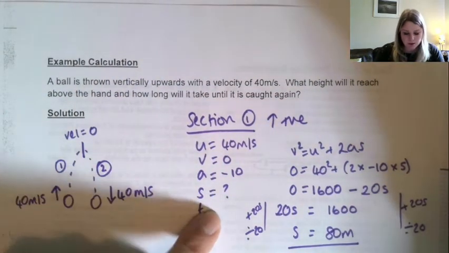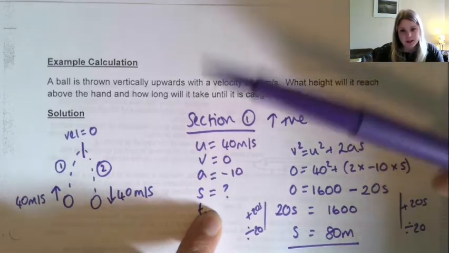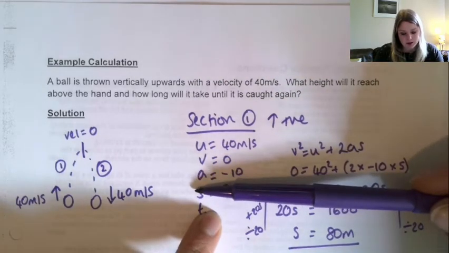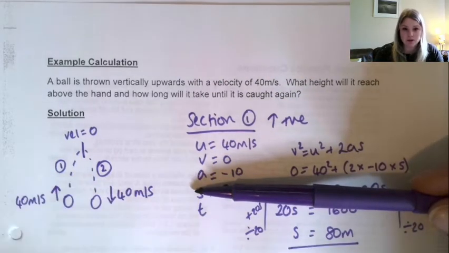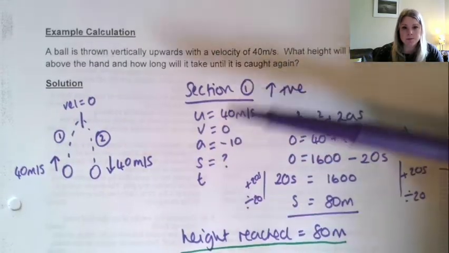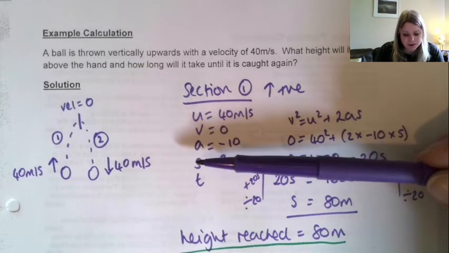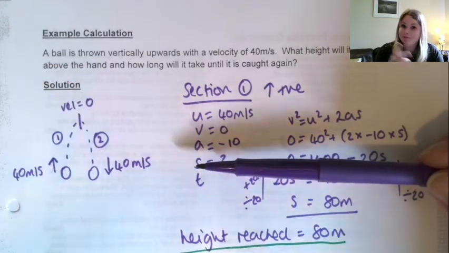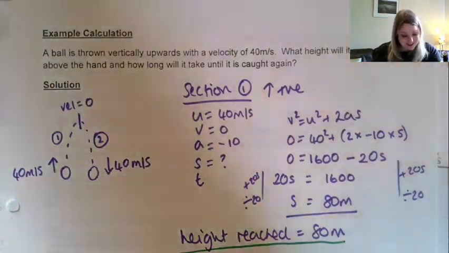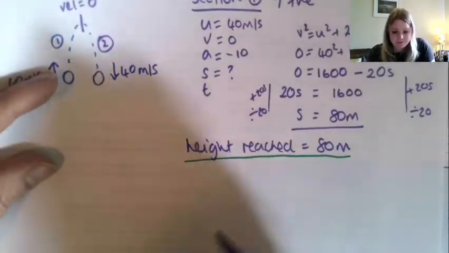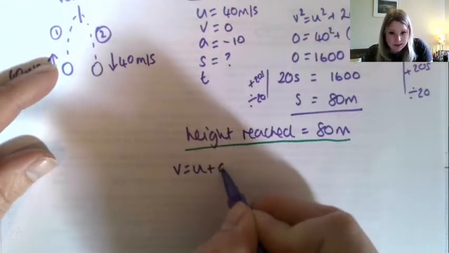So now we're looking for T. Preferably I would like to not use S, because I've just figured out if I did that wrong, then it's going to mess up my next one as well. So I'm looking for U, V, A and T, the one everyone knows the best. V equals U plus AT.